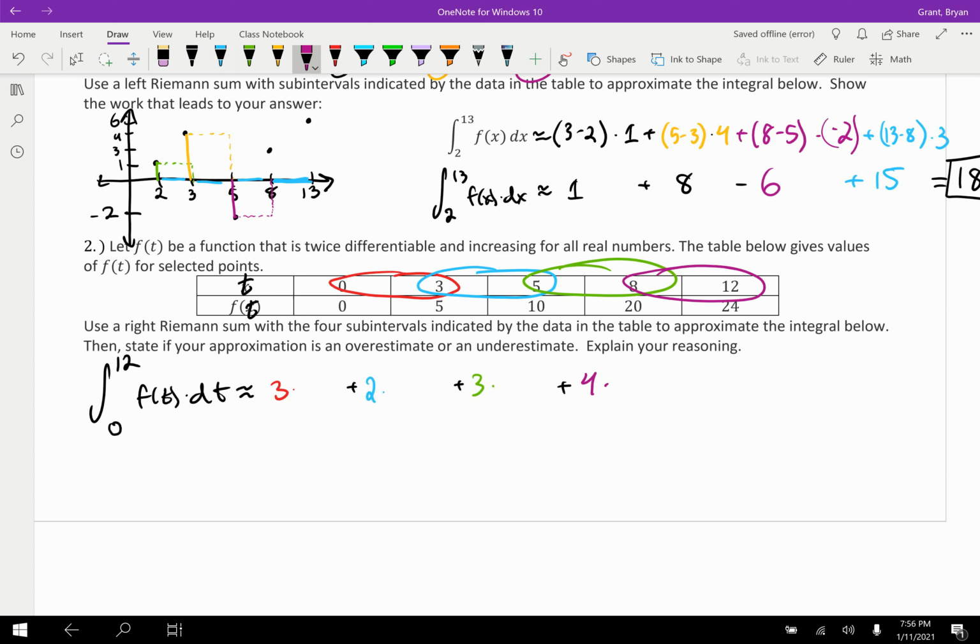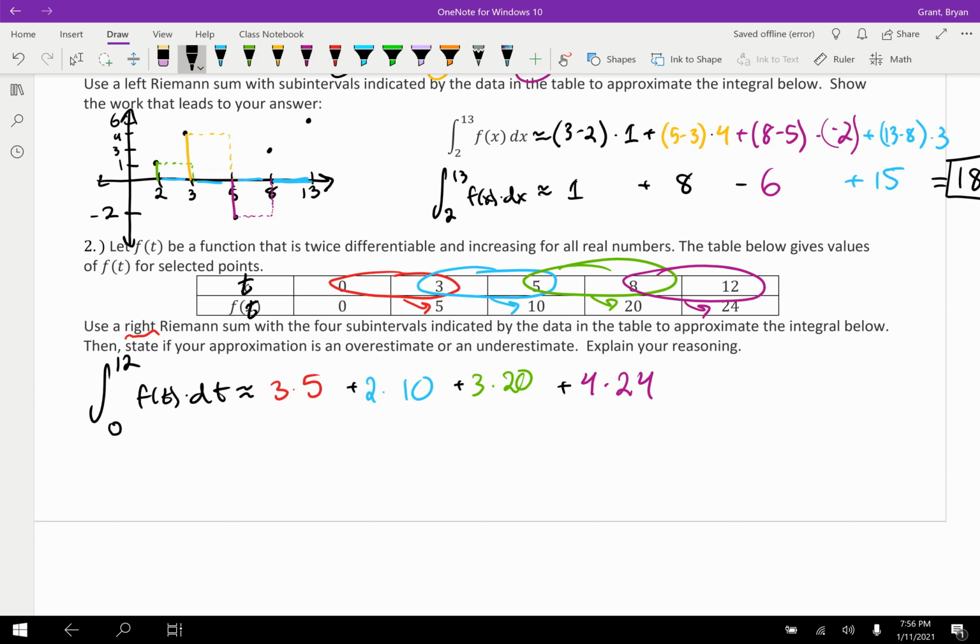Then we need to pick the height. The height is the y-coordinate of our data. So we look back to our first subinterval and say, well, wait, is the height 0 or is the height 3? And we know this because it's a right Riemann sum. We use the height on the right, so it becomes 3 times 5. And then our next one, 2 times 10. The next one, 3 times 20. And last but not least, 4 times 24.